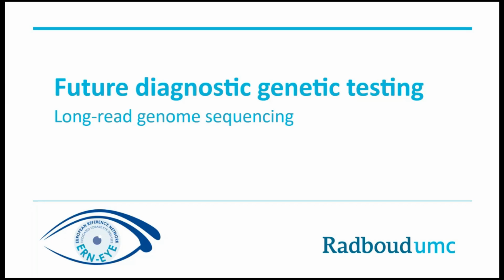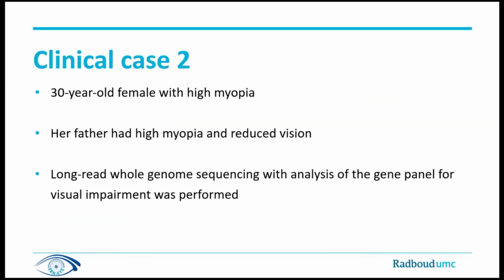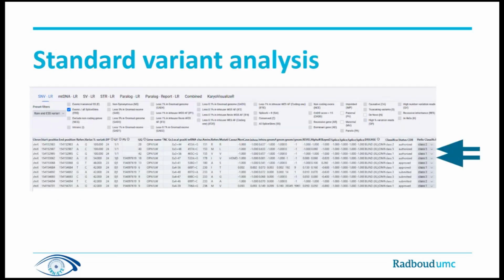Next slide, please. We start with the second clinical case, a 30-year-old female with myopia. Her father had high myopia and reduced vision. Long-read whole genome sequencing with analysis of the gene panel for visual impairment was performed. Next slide, please. In this case, standard variant analysis does already show variants in the OPN1LW gene, as can be seen by the two arrows. Next slide, please.